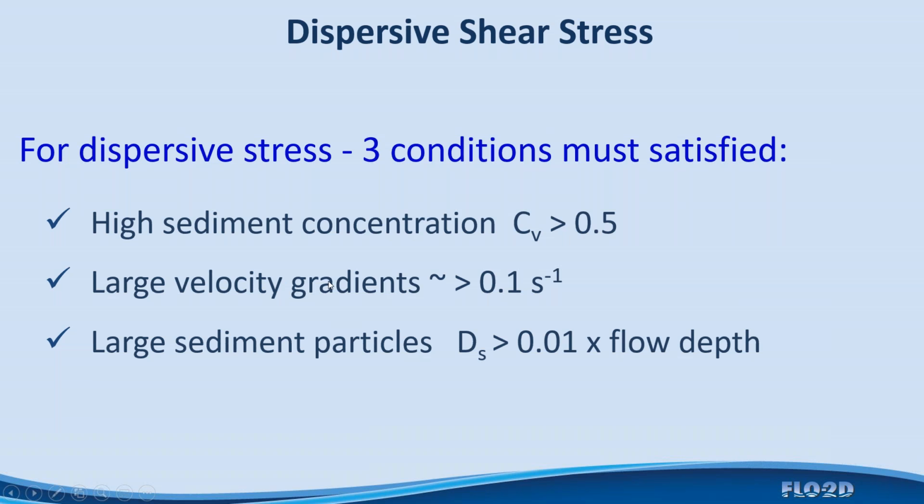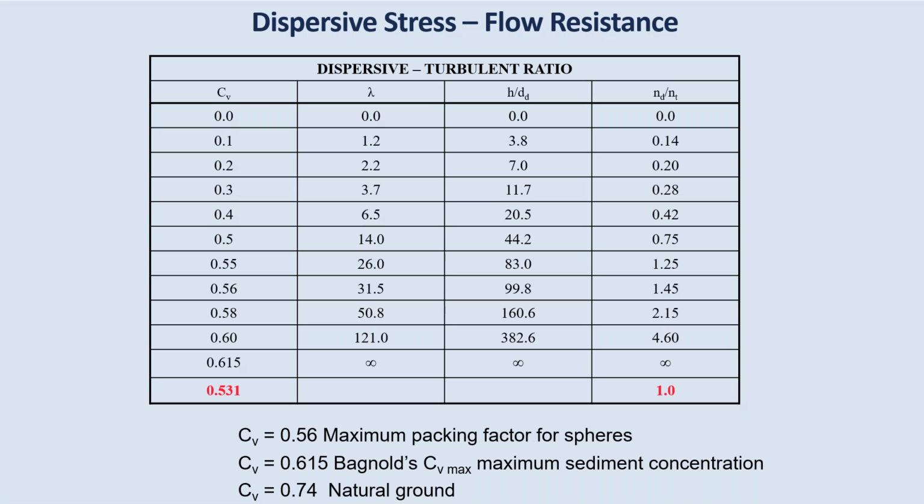You have to have a fairly significant velocity gradient in your vertical velocity profile, something on the order of 0.1 inverse seconds. And then you have to have particles that are on the order of at least 1% to, say, 10% of the flow depth. This is what gives you the billiard ball effect.